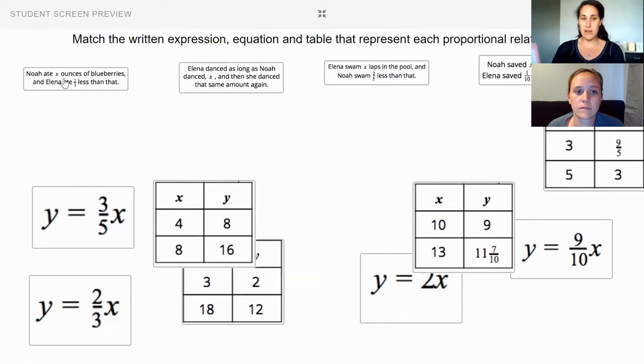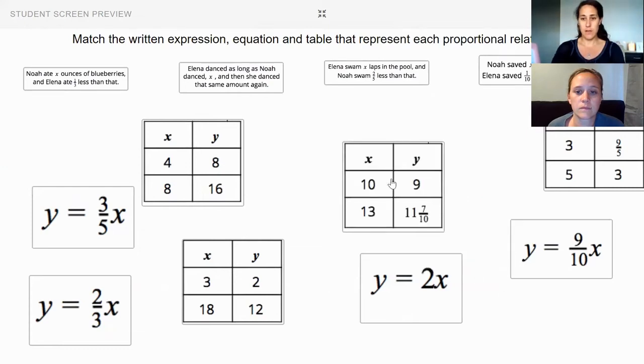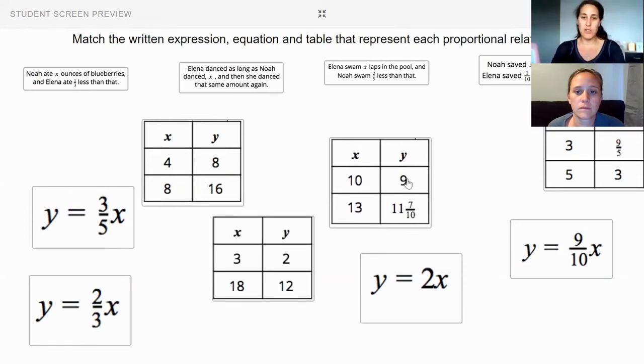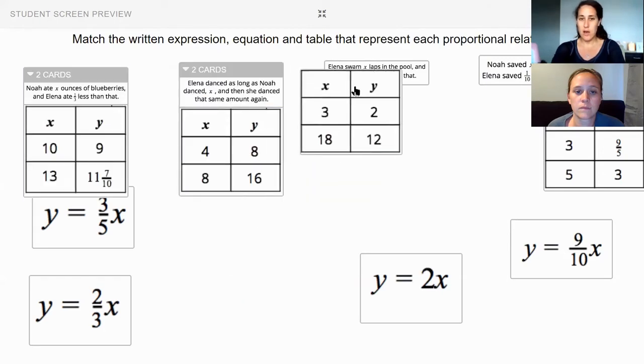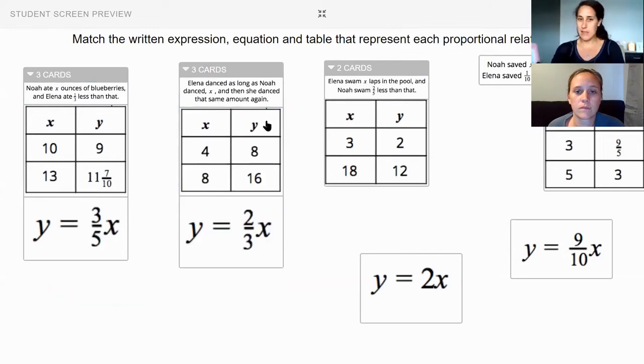So it says Noah ate X ounces of blueberries, Elena ate 1/3 less than that. So if Noah's X, Elena ate 1/3 less, which means this column should be less than that. So you know that's not true. 8 is more. 10, 9 is less. So it could be this one, it could be this one. So you sort of need to figure out which ones it is. So then maybe match all of your tables if you think these match. And then you should be matching an equation that matches as well. I'm not saying that these ones are right. So just a reminder, there should be an expression, a table, and an equation in each of your groups.